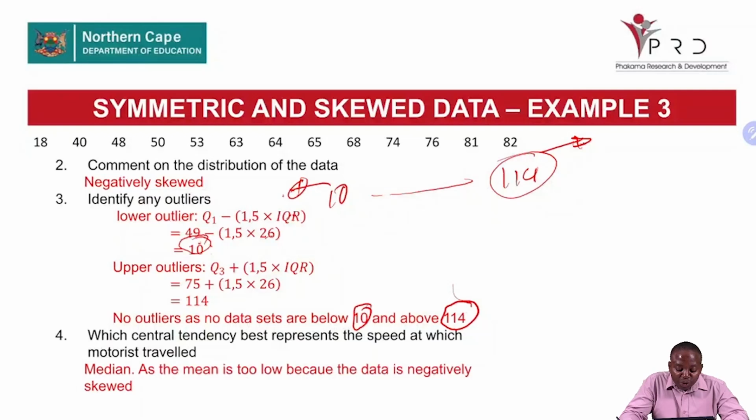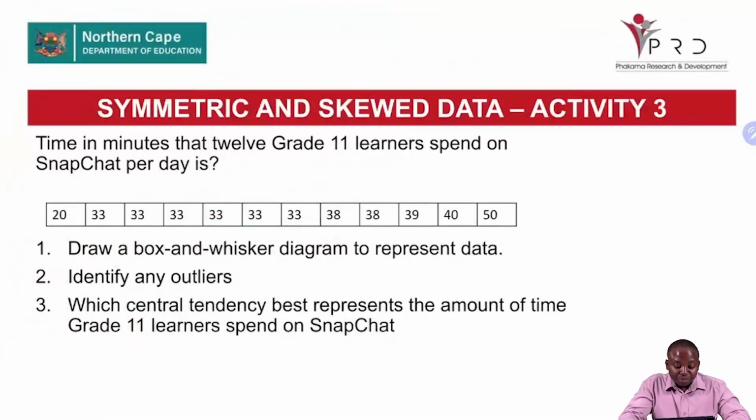Which central tendency will best represent this? It will be the median, as the mean is too low because the data is negatively skewed. So if the mean is low, then the median will be the best. If the median is low, the mean will be the best to give us the central tendency. Now, grade 12, I will give you 7 minutes to complete this activity.